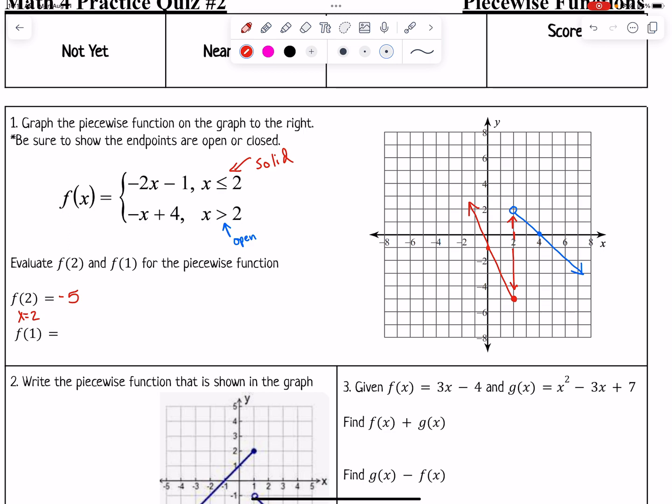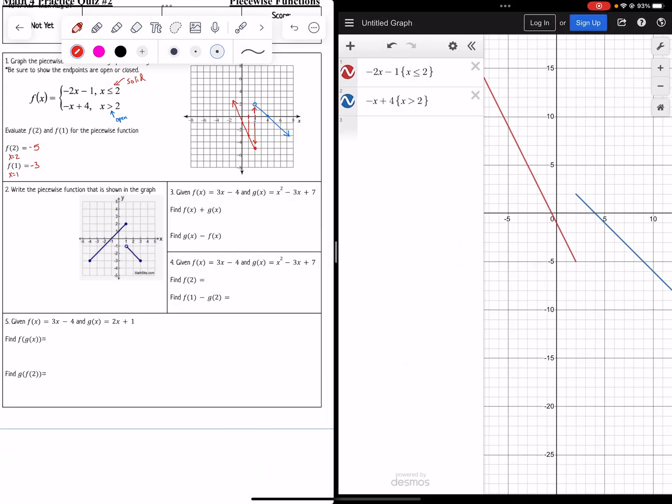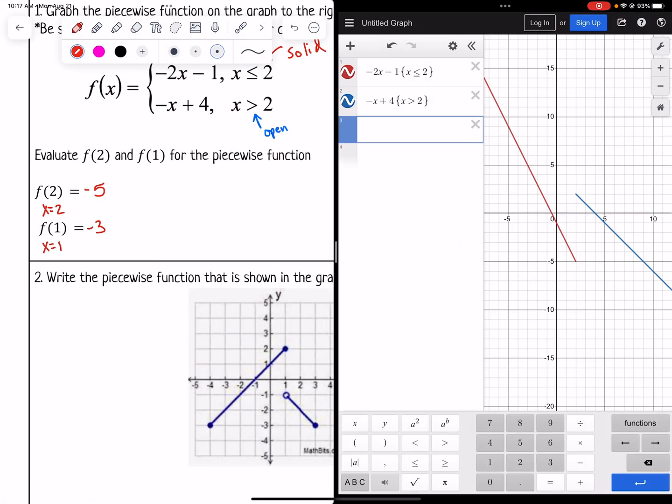And then f of 1. So if I go to where x equals 1, because that's what that's talking about, and then go to the function, it looks like it's touching at y equals -3. You can also use Desmos, the graph you just put in there, and figure these out that way.